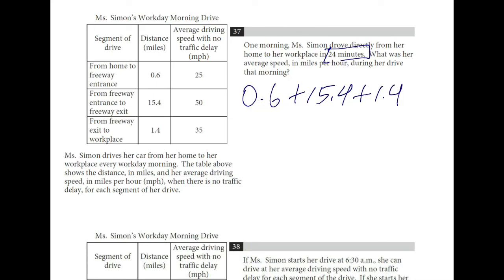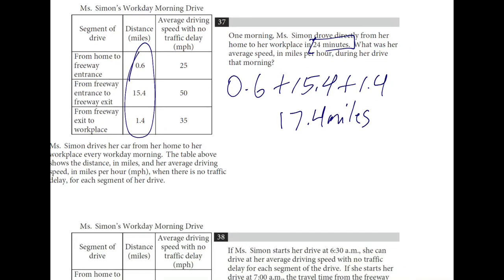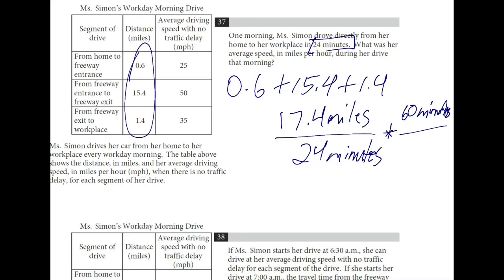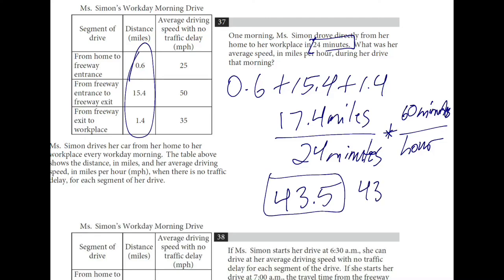If I add together the 0.6 plus 15.4 plus 1.4 from this column, I have 17.4 miles. And I know that I traveled this in 24 minutes. But to convert from minutes to hours, I'm going to multiply by 60 minutes per 1 hour. If I take 17.4 times 60 and divide by 24, I end up with 43.5. I would have also accepted 43 or 44 because the problem didn't tell you how to round.